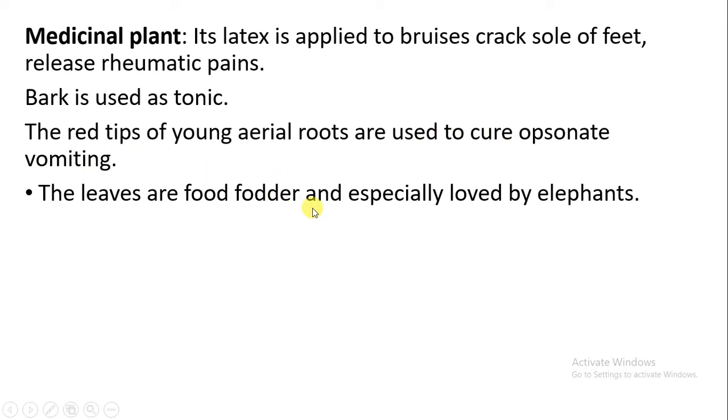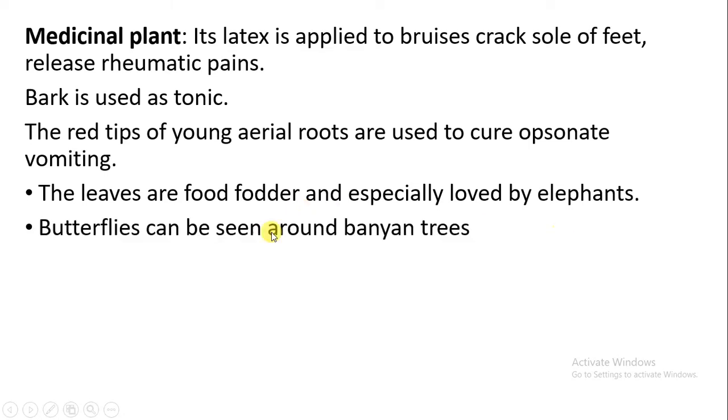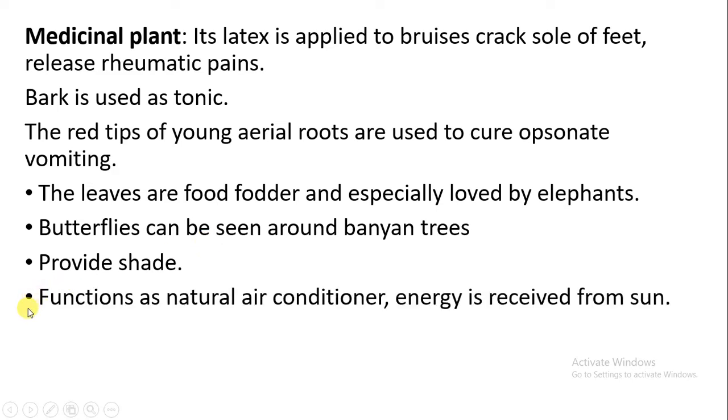The leaves are used as fodder and are especially loved by elephants. Butterflies can be seen around the banyan tree. It provides shade and also functions as a natural air conditioner. So it receives energy from the sun.